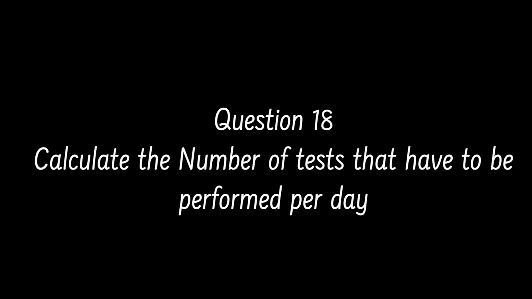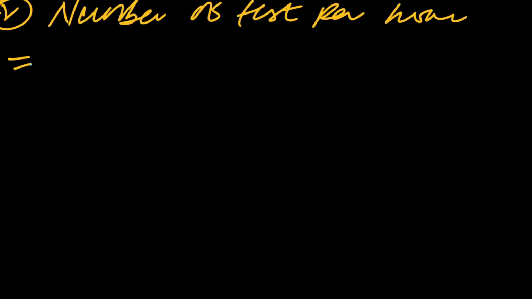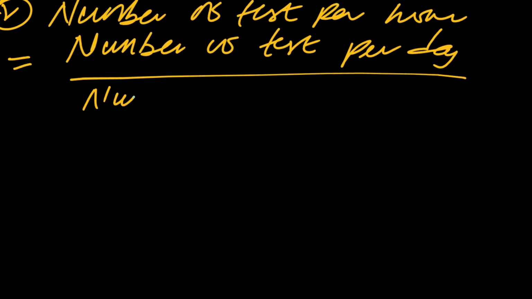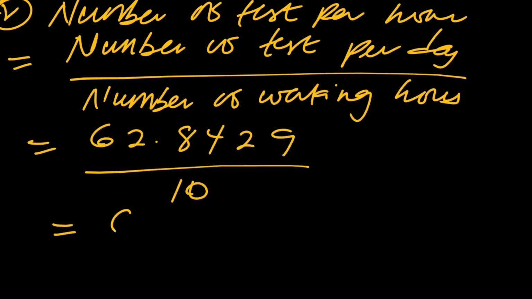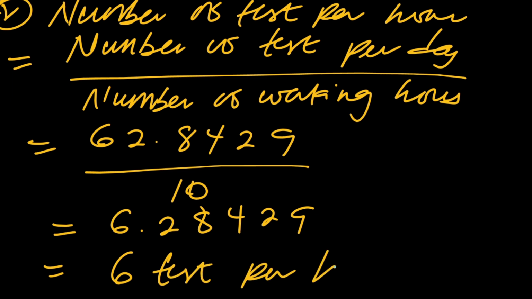Question 18. Calculate the total number of tests to be performed per hour, which is equal to the total number of tests performed per day divided by the number of working hours, which is 62.8429 divided by 10. And that is equal to 6 tests.